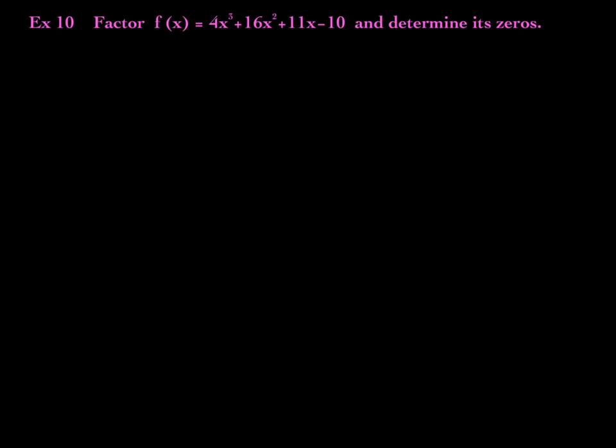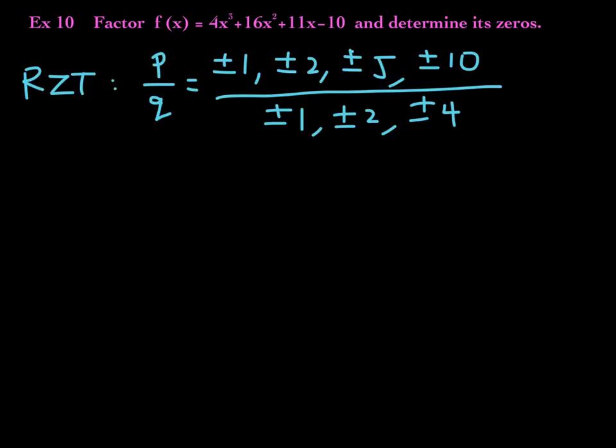All right, factor this cubic polynomial and determine its zeros. So here we go. Rational Zeros Theorem, okay? The Rational Zeros Theorem will say that any possible rational zero will be of the form p over q. Here are your factors of the constant term. These are factors of the leading coefficient.